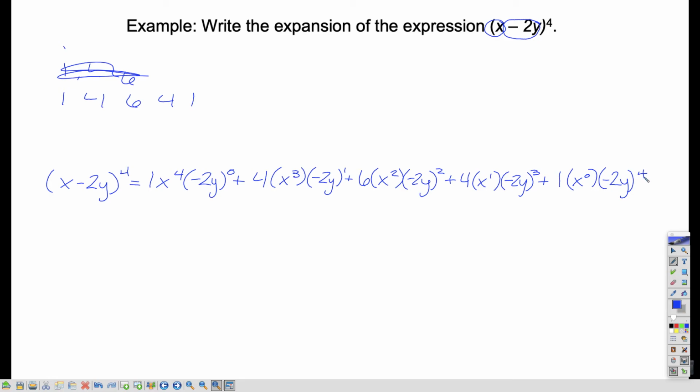Okay, so then I'm going to have 1. So I get x to the fourth. And this is going to be negative 2. So negative 8x cubed y. This is going to be 4. So plus 24 x squared y squared. Negative 8. So negative 32 x y cubed. So plus 16 y to the fourth.